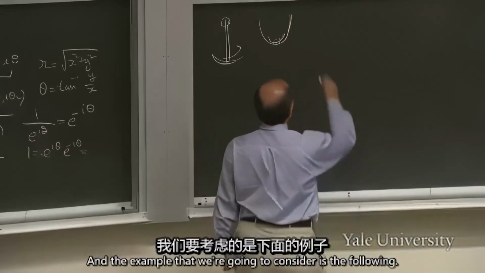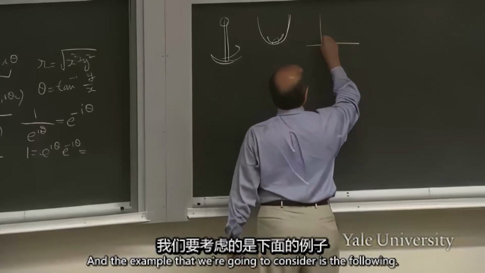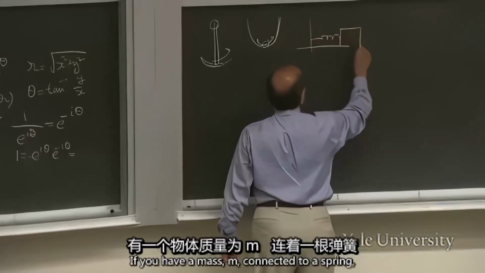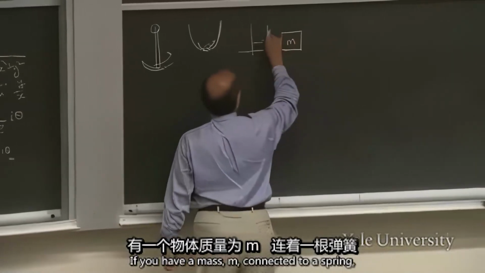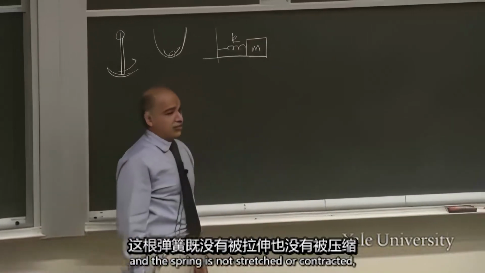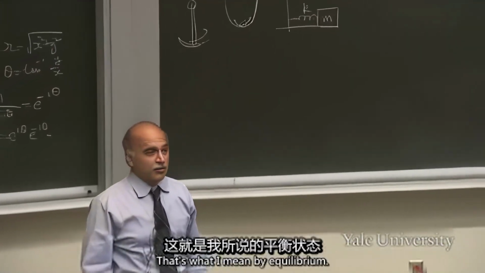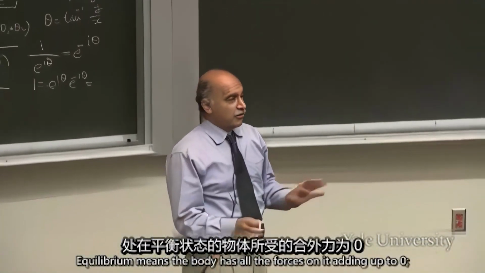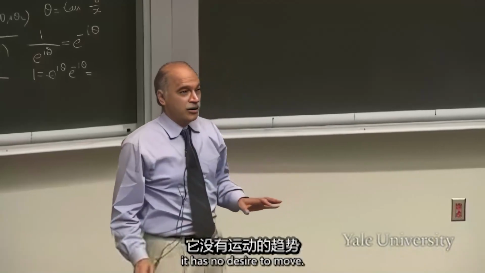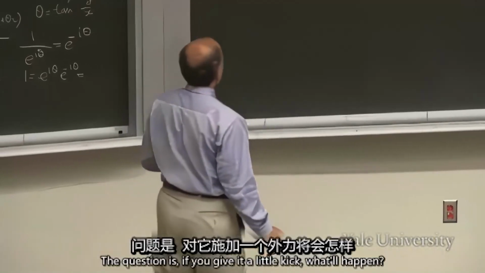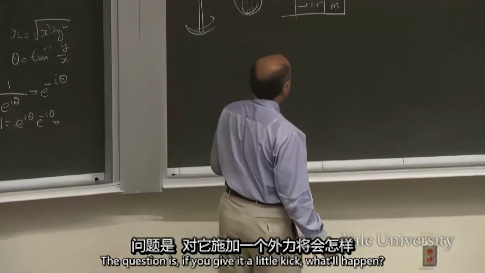And the example that we're going to consider is the following. If you have a mass, m, connected to a spring, and the spring is not stretched or contracted, it's very happy to be there. That's what I mean by equilibrium. Equilibrium means the body has all the forces on it adding up to zero. It has no desire to move. The question is, if you give it a little kick, what will happen?